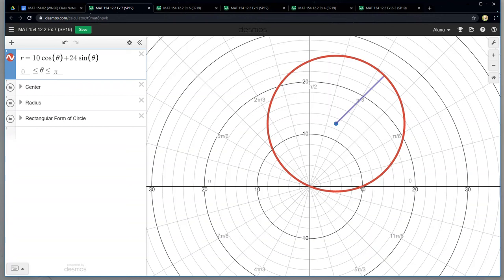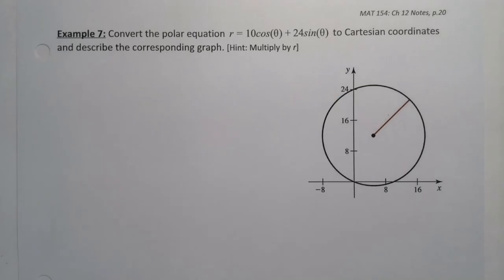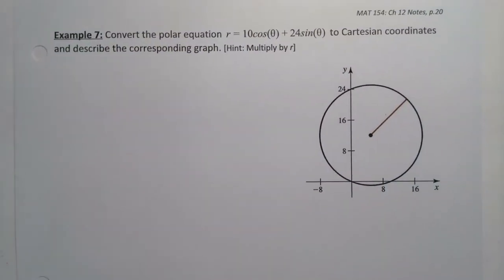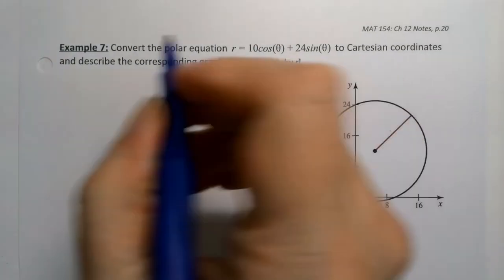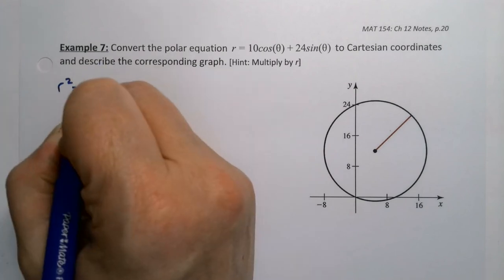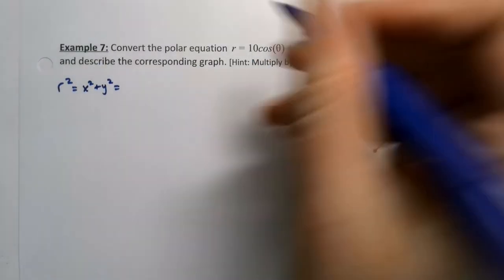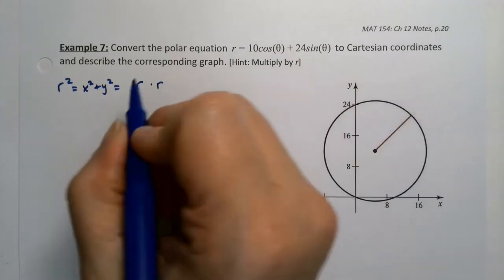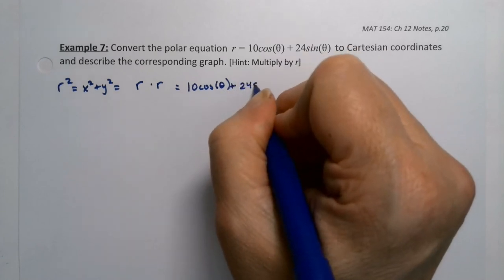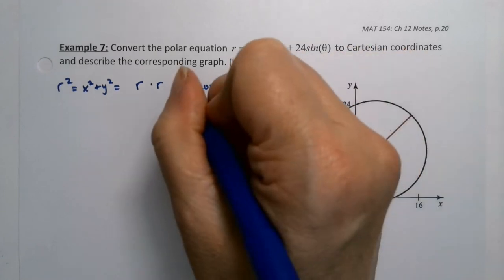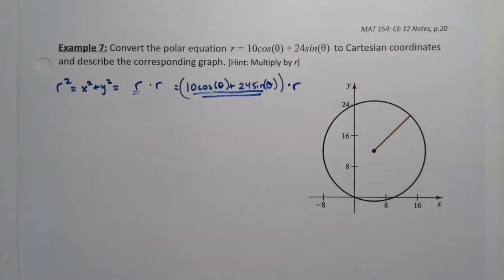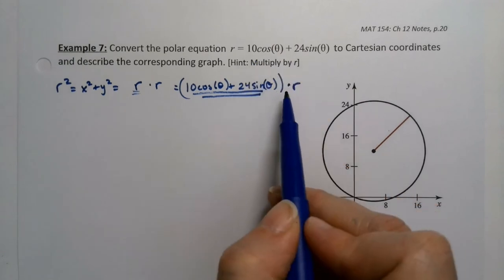Okay, so we're going to use a little bit of, well, mathematical trickery. So I want to remind myself that r squared would be equal to x squared plus y squared, which would be equal to, now remember, all of this is r, so it's equal to r times r, which is equal to 10 cosine theta plus 24 sine theta, there's an r, see that, times r. Aren't I tricky? Right? So I'm taking this r and I'm multiplying it by r.